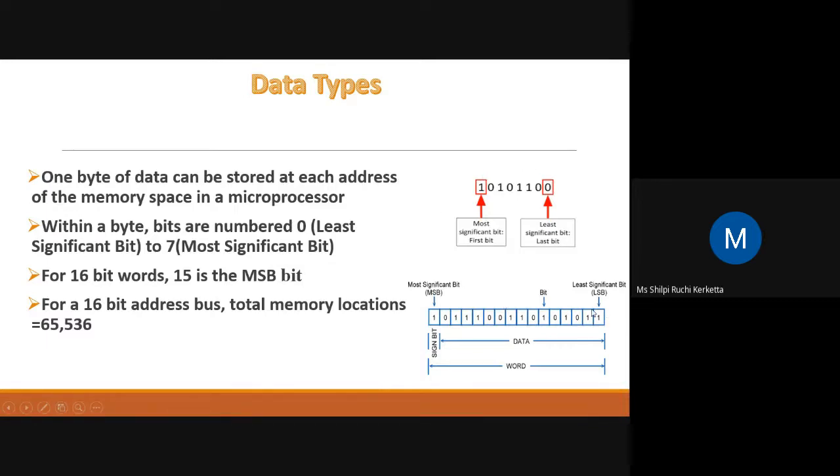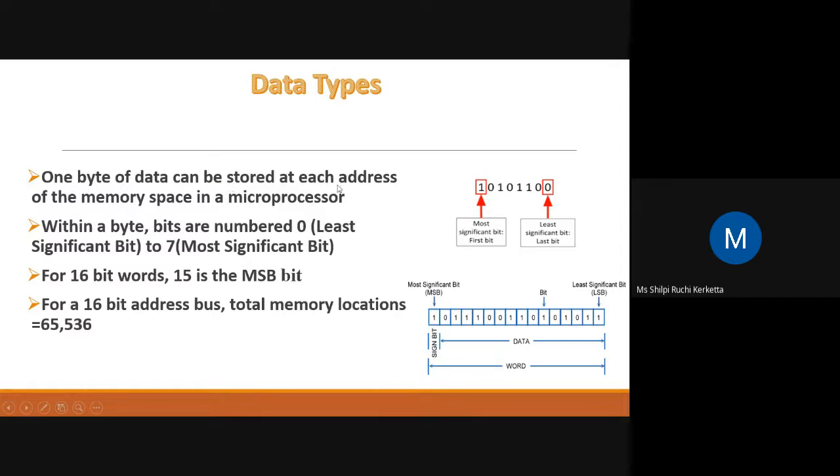Similarly, for 16-bit numbers, the 0th term will be the least significant bit and the 15th term will be the most significant bit. So we represent it as LSB, and this leftmost part we represent as MSB. This is what is mentioned over here.